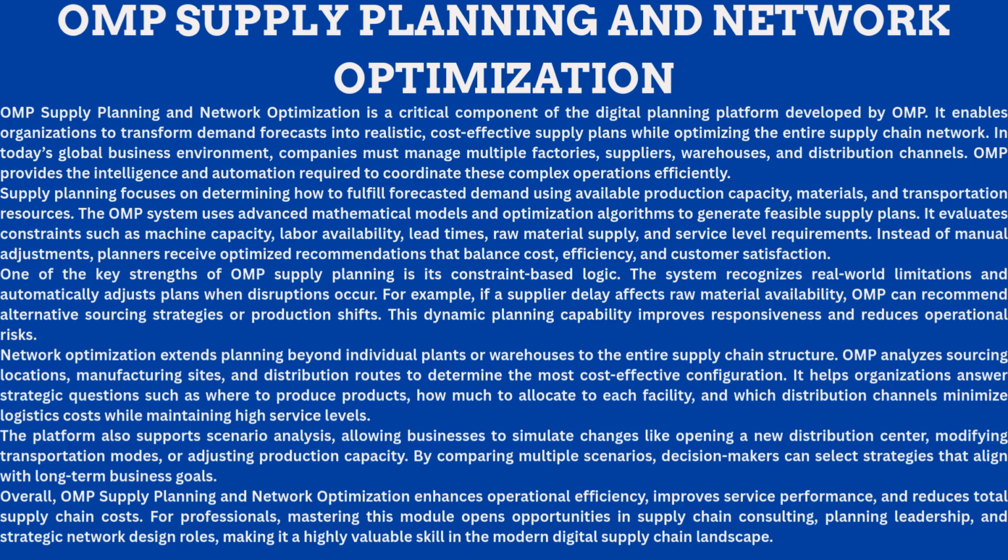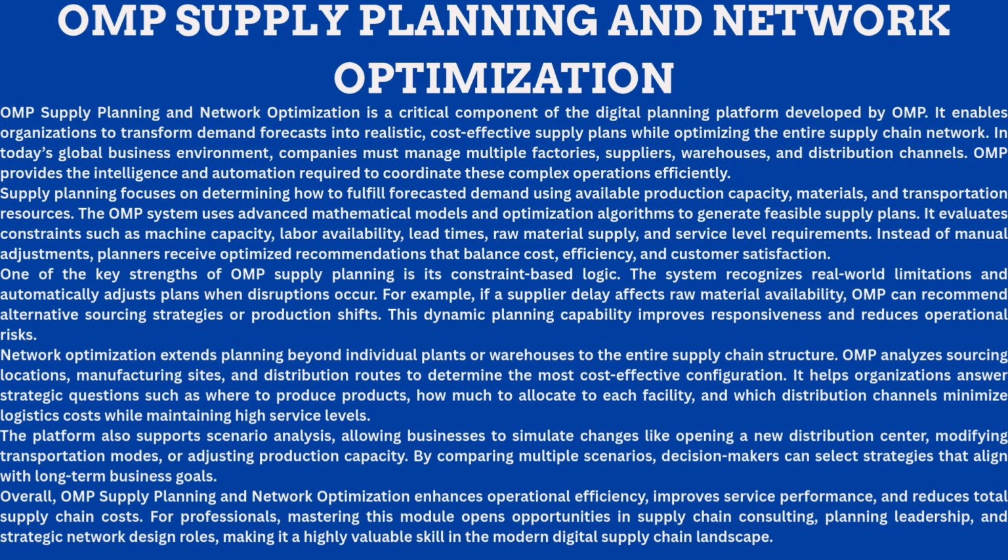OMP Supply Planning and Network Optimization is a critical component of the digital planning platform developed by OMP. It enables organizations to transform demand forecasts into realistic, cost-effective supply plans while optimizing the entire supply chain network. In today's global business environment, companies must manage multiple factories, suppliers, warehouses, and distribution channels. OMP provides the intelligence and automation required to coordinate these complex operations efficiently.